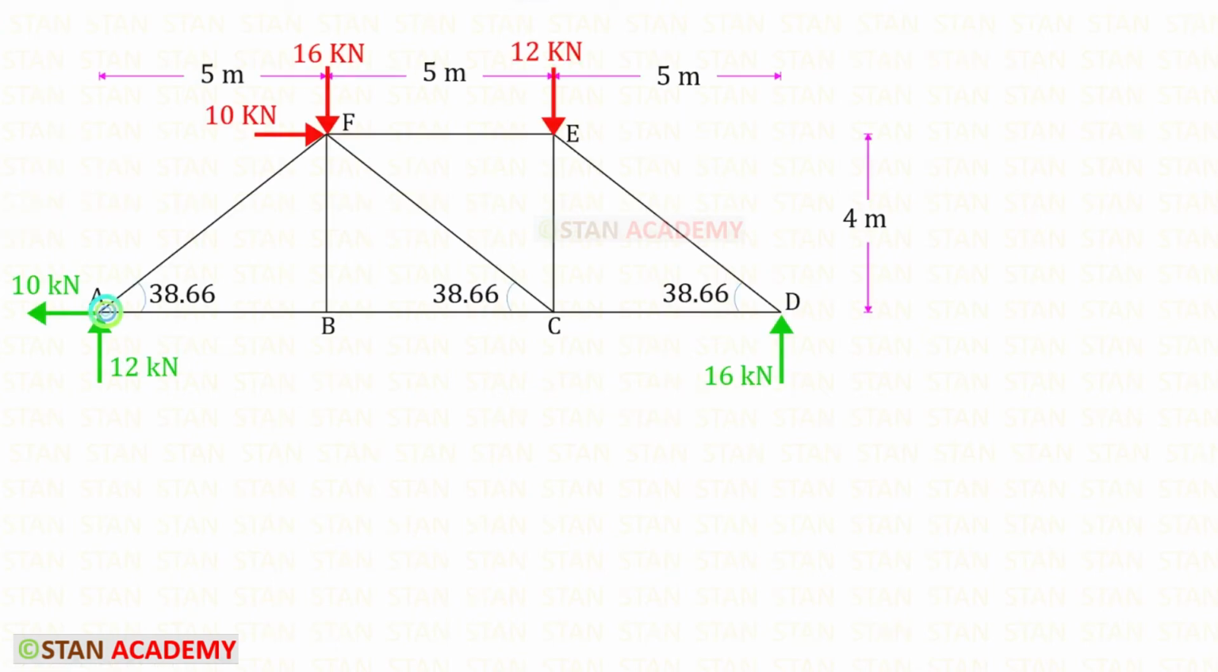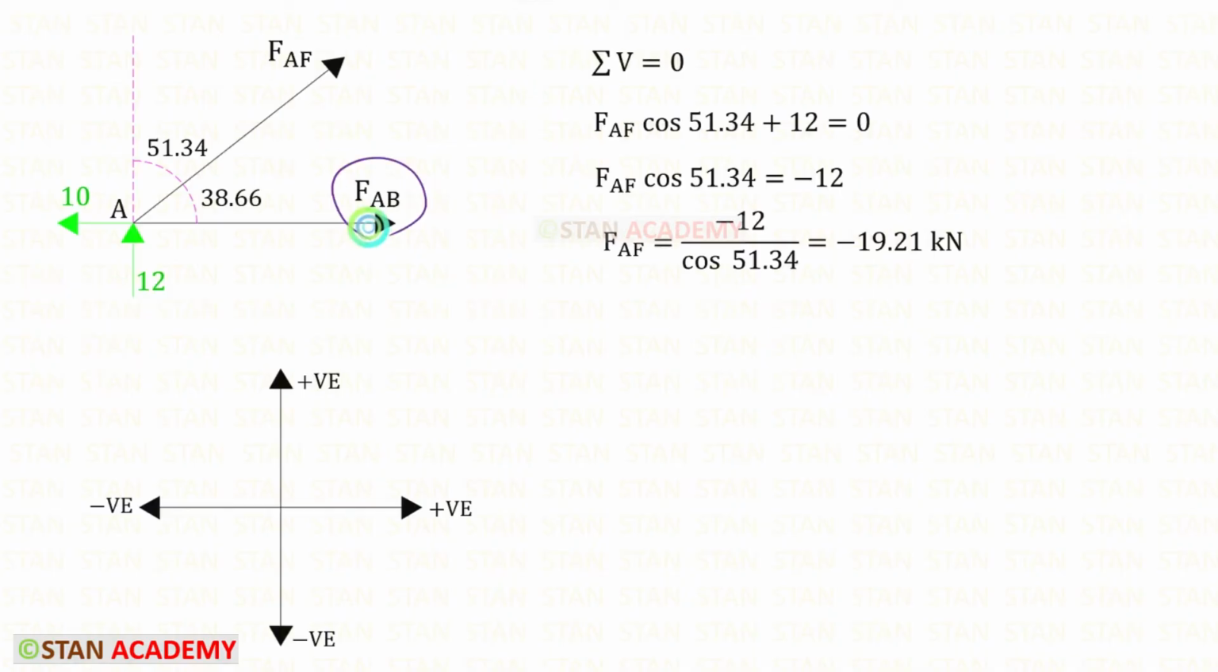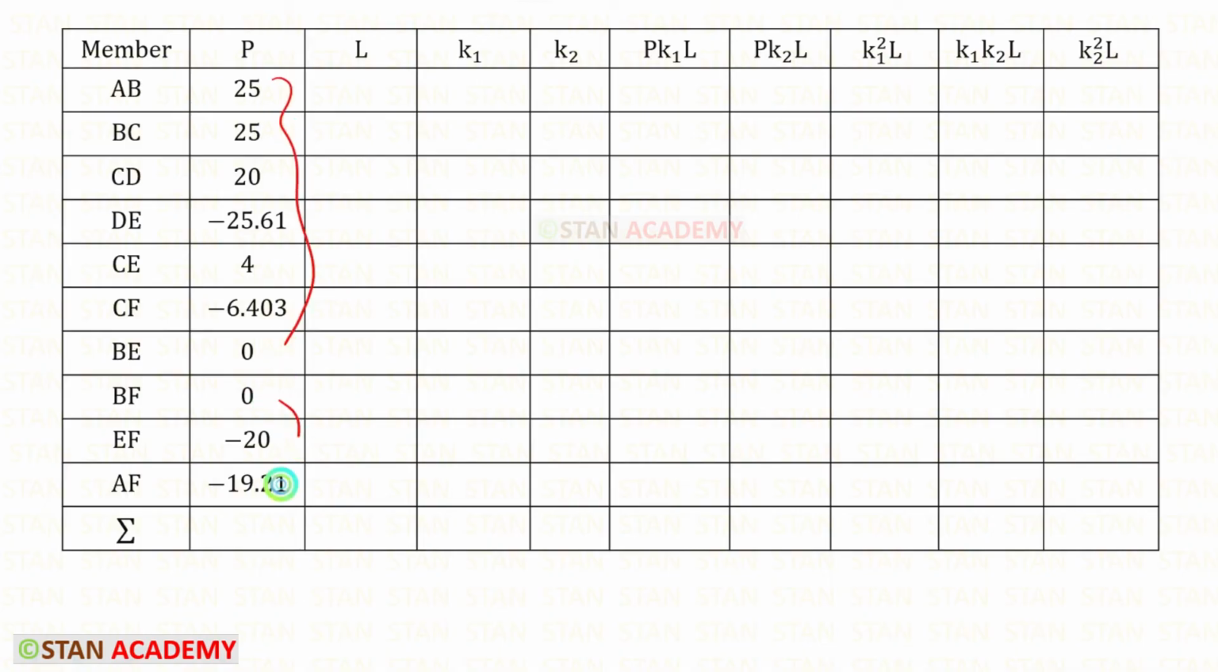Now we are going to take the joint A. FAB we have already found. We have to only find FAF. Using this rule, we can find that this is acting upwards, so it will be positive. FAF is inclined. We have to resolve that in the vertical direction. To keep it vertical, we need 51.34 degree. So we have to multiply FAF with the cos 51.34. Since it is acting upwards, it will be positive. For FAF, we will get minus 19.21. Let us enter the values of P.